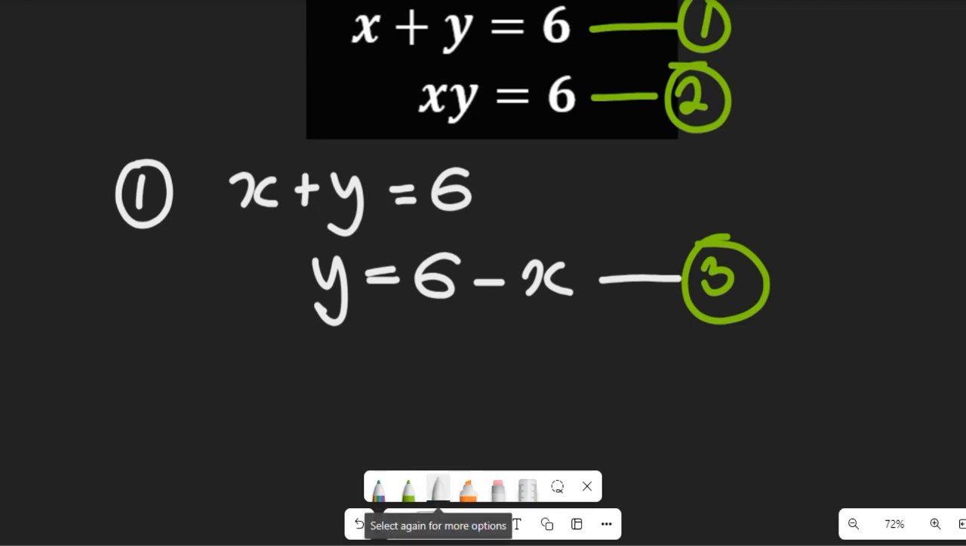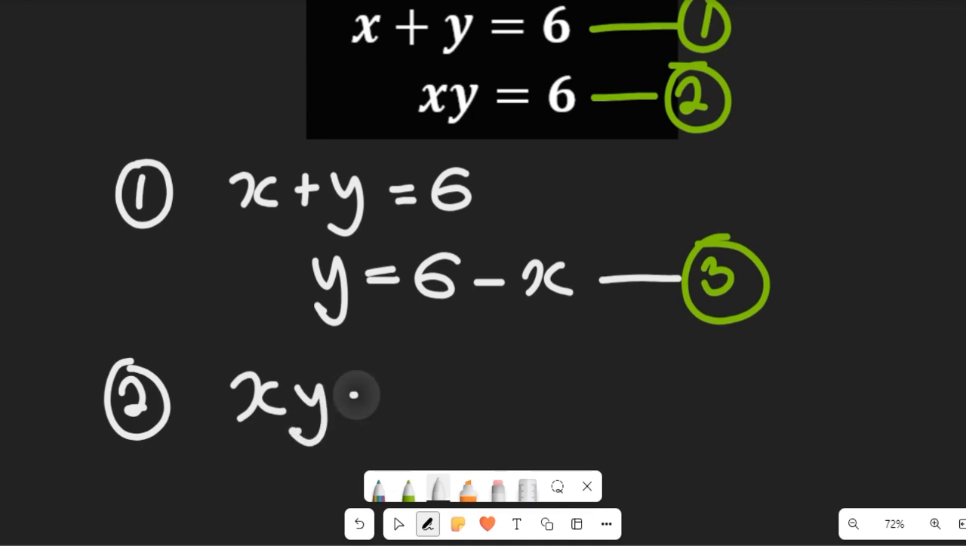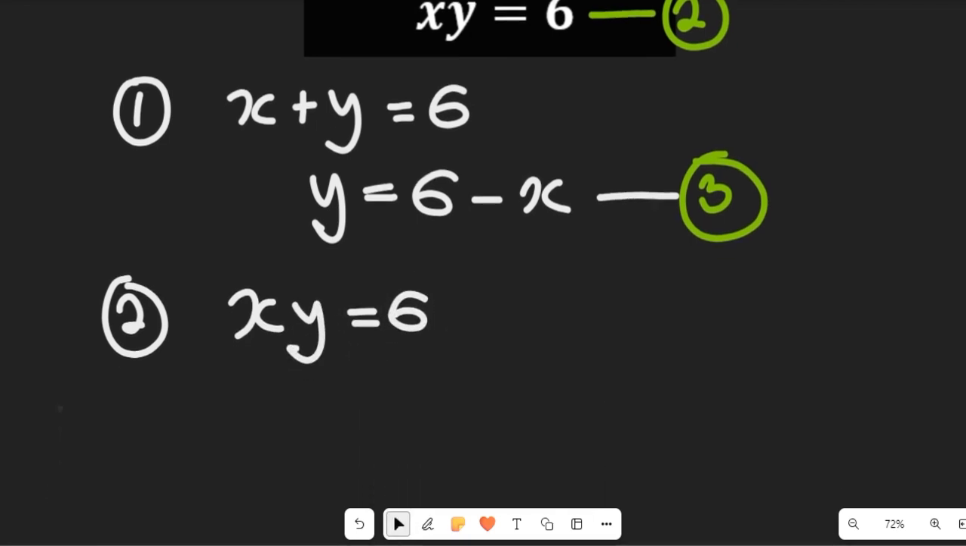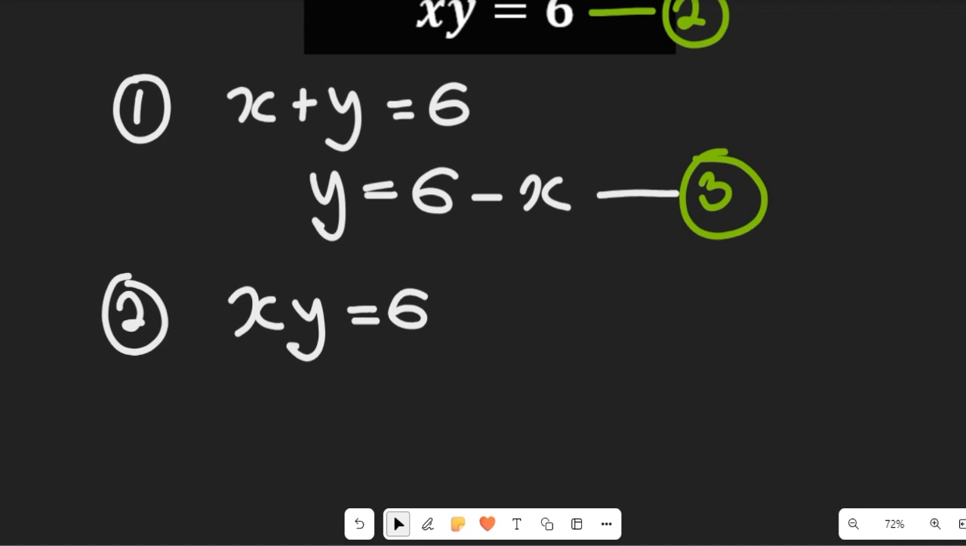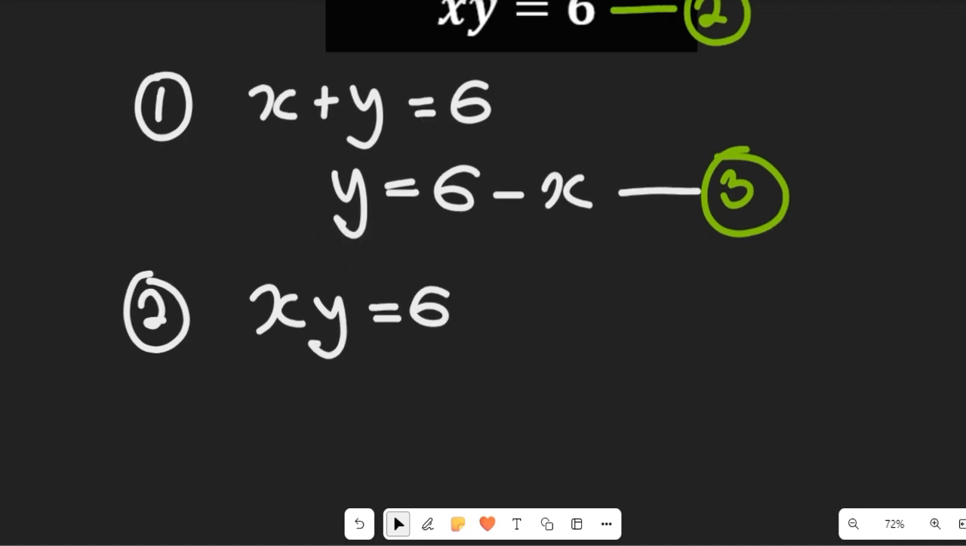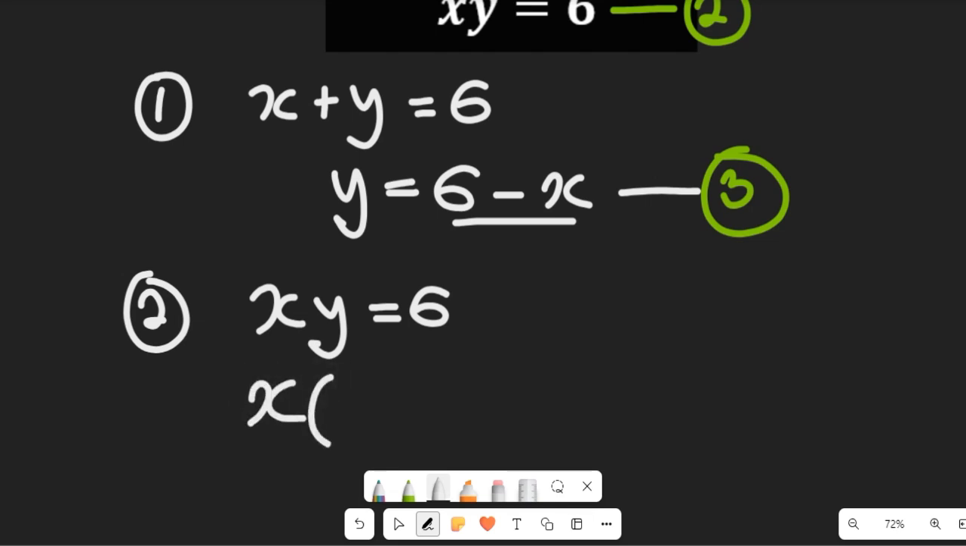Now let's consider equation 2. From equation 2, we are given that xy is equal to 6. So to easily solve this, we will simply insert the value of y equal to 6 minus x into this expression. So we'll have x multiplied by 6 minus x, and this will be equal to 6.